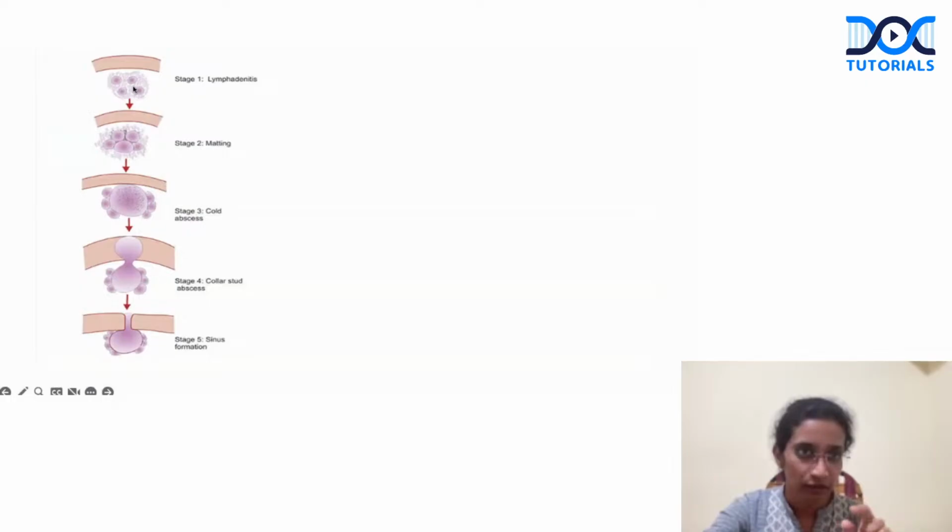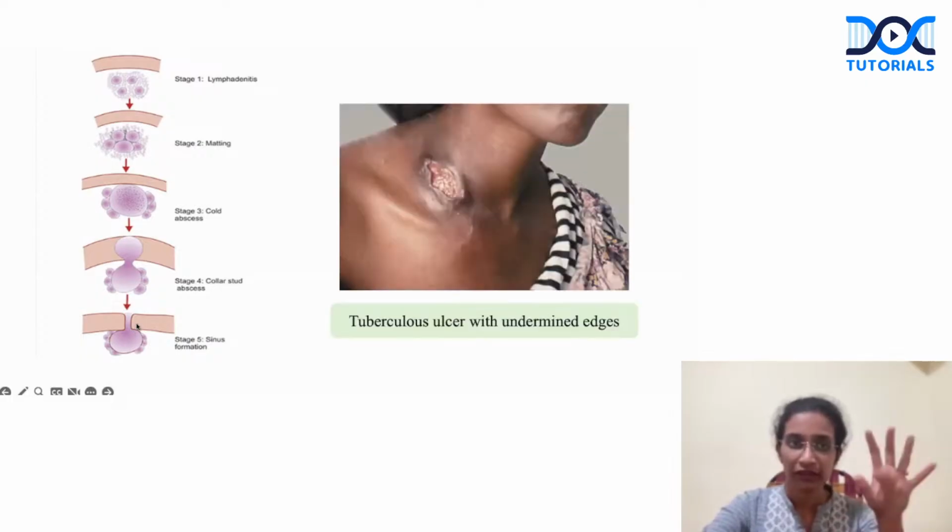See, initially there is lymphadenopathy and lymphadenitis, which attracts all the lymph nodes together, that becomes matted, and then they coalesce to form a single cold abscess, which lies deep to the deep cervical fascia. Now that bursts through the deep fascia and comes to lie just below the skin, and that is collar stud abscess. So that is a bilocular mass with cross fluctuation positive. And even at this stage, if it's not treated, then it opens up as a sinus tract. So these are the stages.